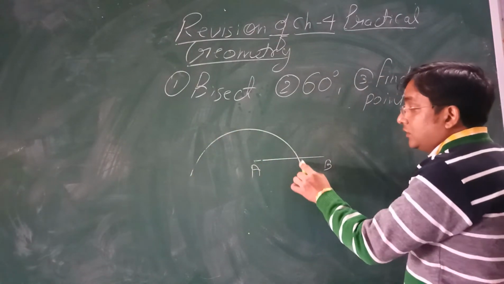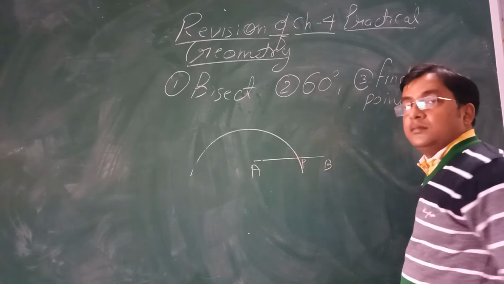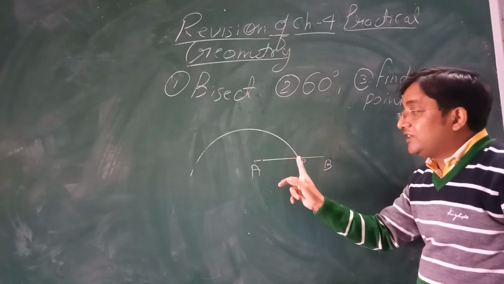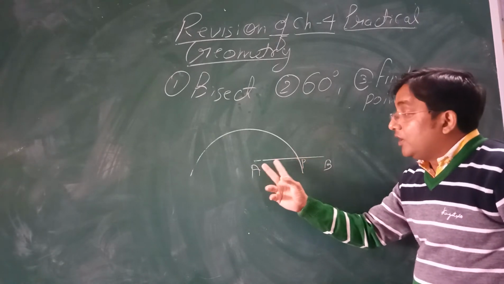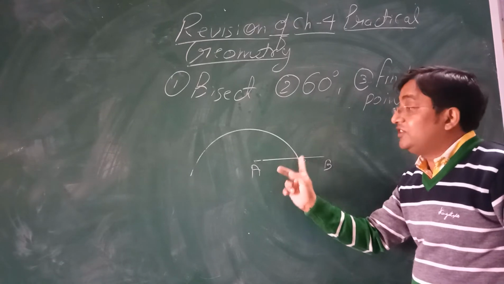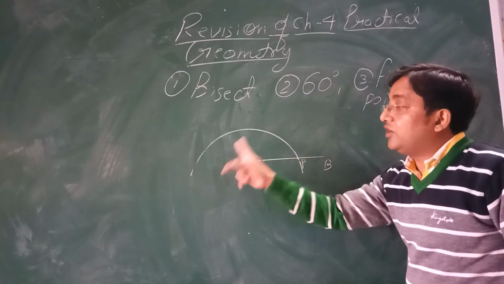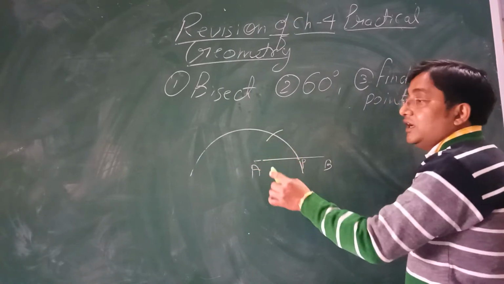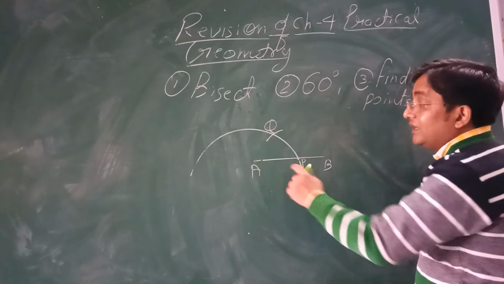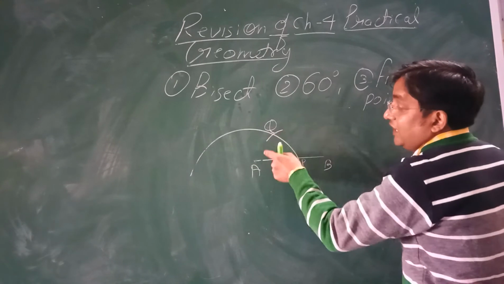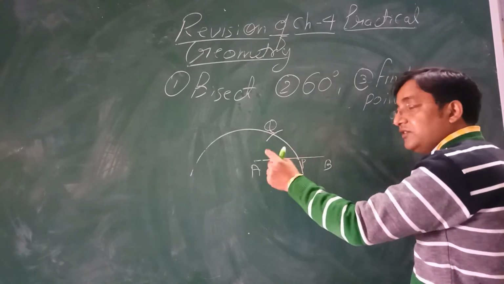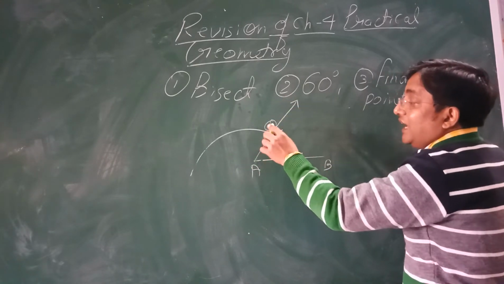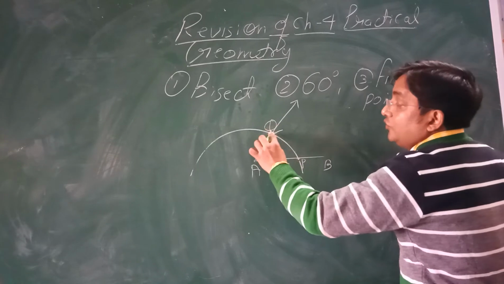Give it the name P. And when you're doing the next step, you have to be very careful. From P with the same radius, remember, whatever radius you have taken, the same radius you have to take, and from P you draw an arc and name that Q. This radius and this radius should be the same. If you change it, it will be wrong. When you join it, you will get this angle.